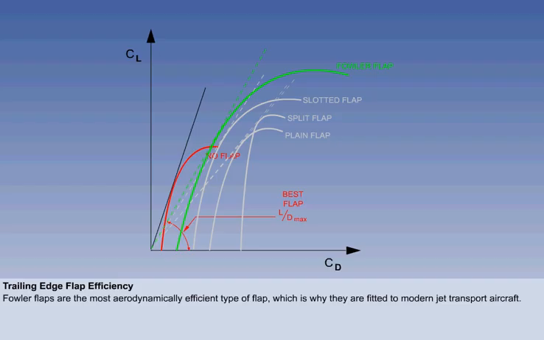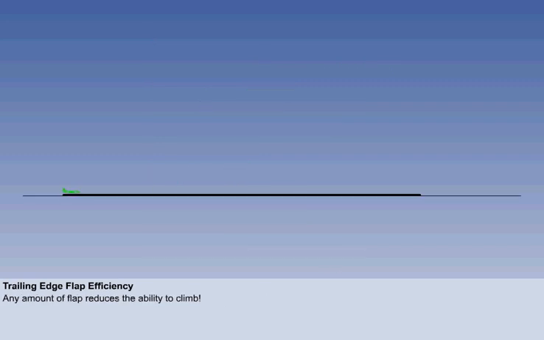Does an understanding of reduced LDmax with flaps down have a practical application? Yes, it is a very important takeoff climb consideration. We have learned that the use of about 15 degrees of flap reduces the takeoff run. That's why flaps are fitted. But any amount of flap reduces the ability to climb.